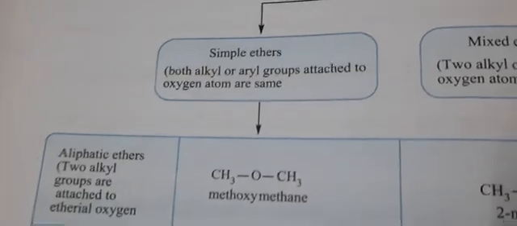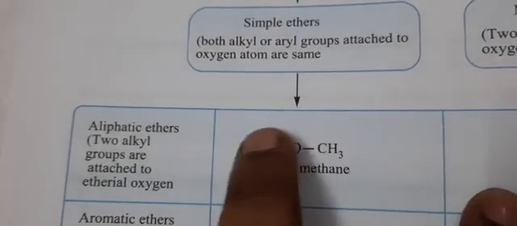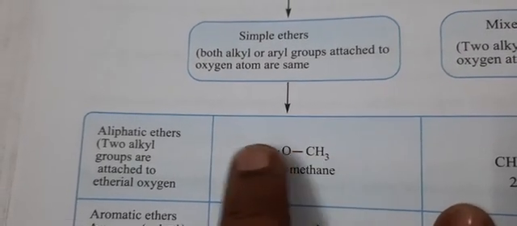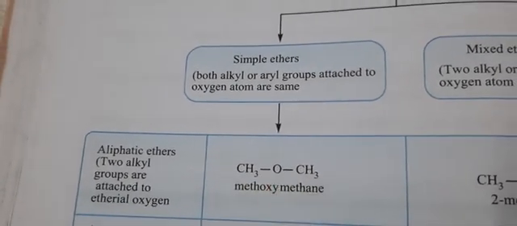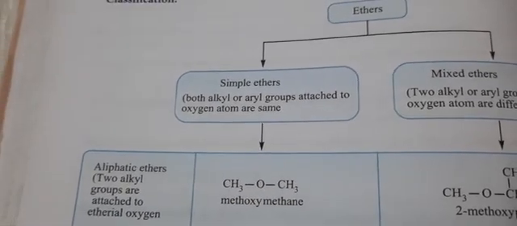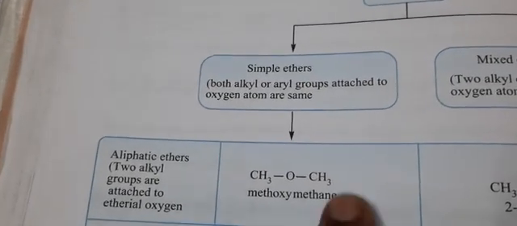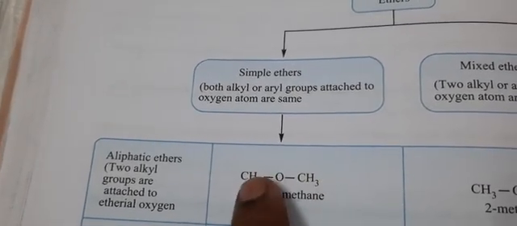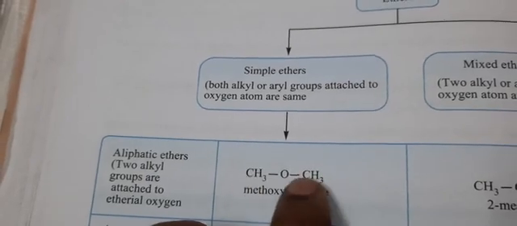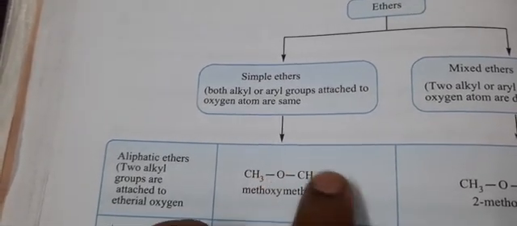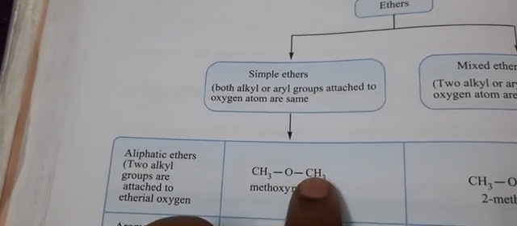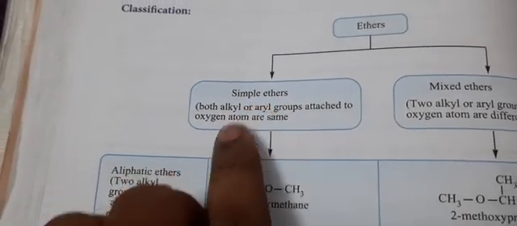Simple ether means what? If oxygen is linked with two same alkyl groups, that is called a simple ether. In this example, oxygen is linked with two same methyl groups. Here also methyl, here also methyl. If oxygen is attached to two same alkyl groups, that is called a simple ether.